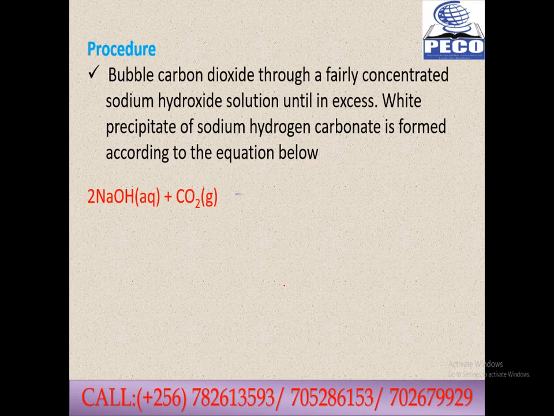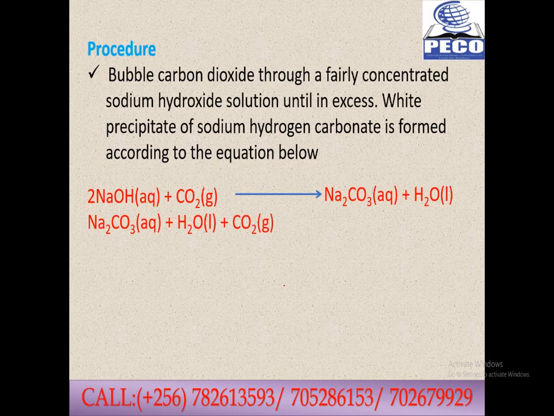We have this equation somewhere. We are forming sodium carbonate and water. So in excess, that's when we form sodium hydrogen carbonate. Then we say that is a white precipitate. In other words, if you combine all these, the sodium carbonate, water, and excess carbon dioxide, they give us that white precipitate. That's why we call it a white precipitate.